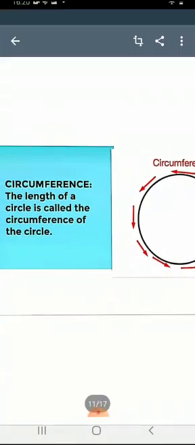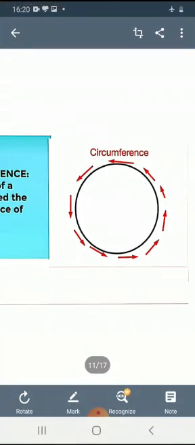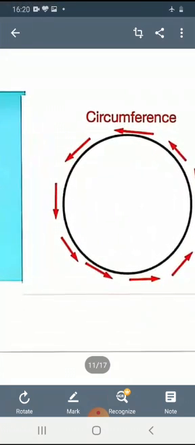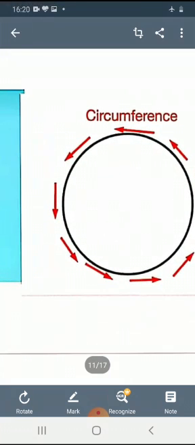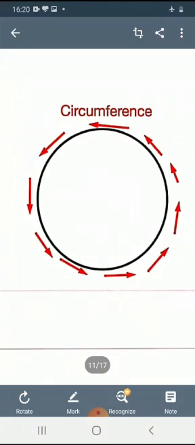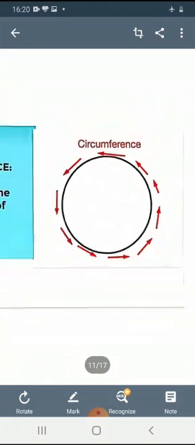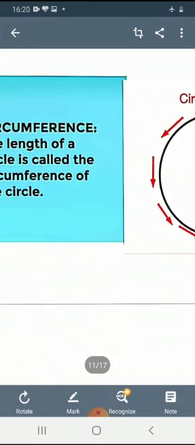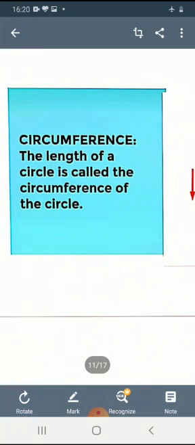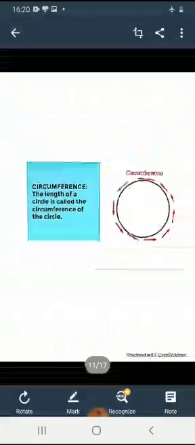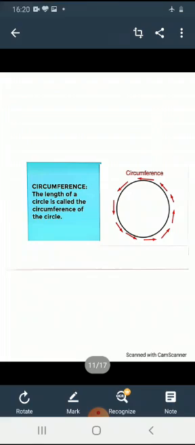Now we are going to see the parts of a circle we have learnt. The length of the outer part of a circle is called the circumference. See the arrows how it is shown? The length of the circle is called the circumference of the circle. If you draw all these parts in one circle, then what do we get?